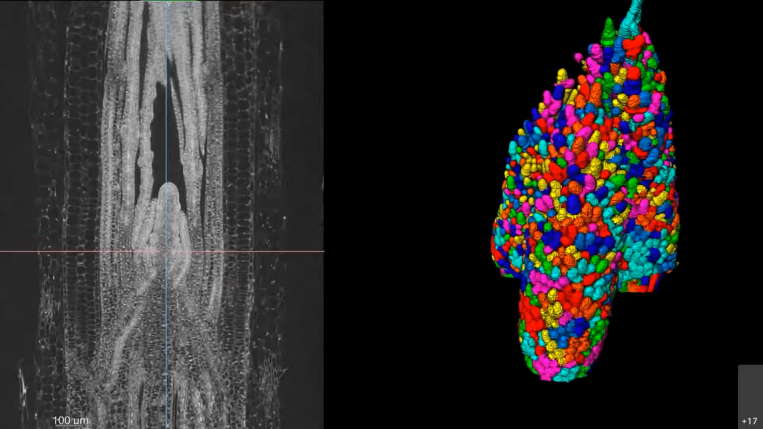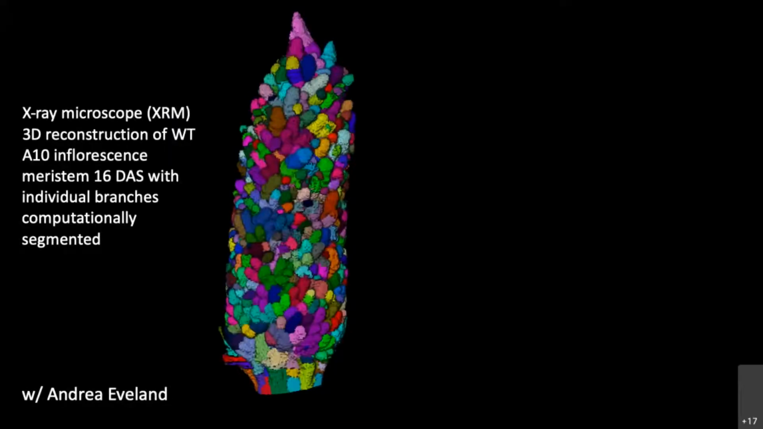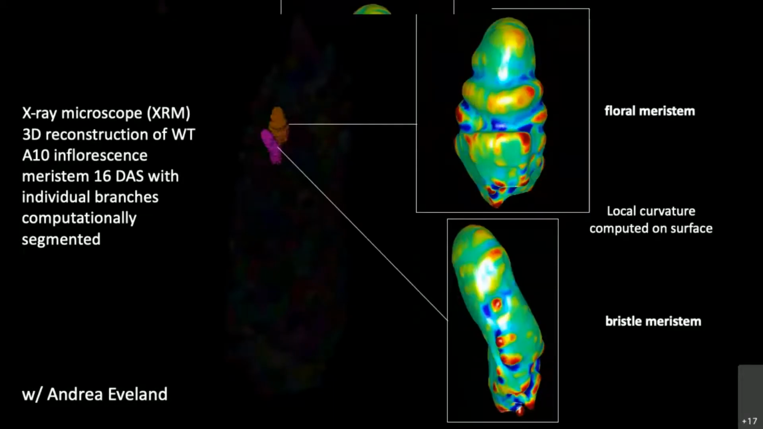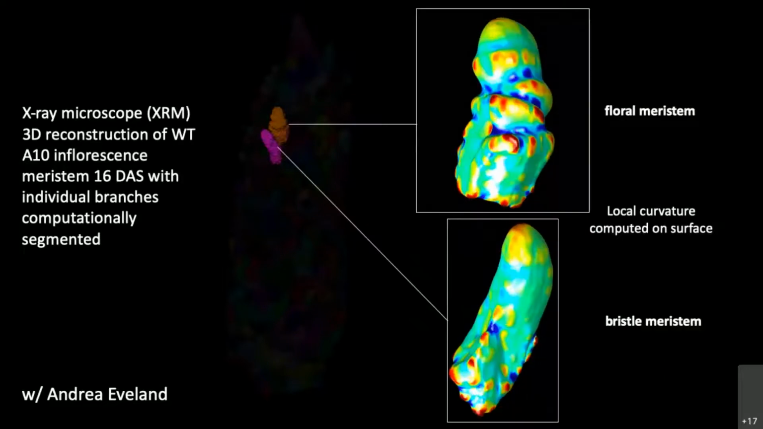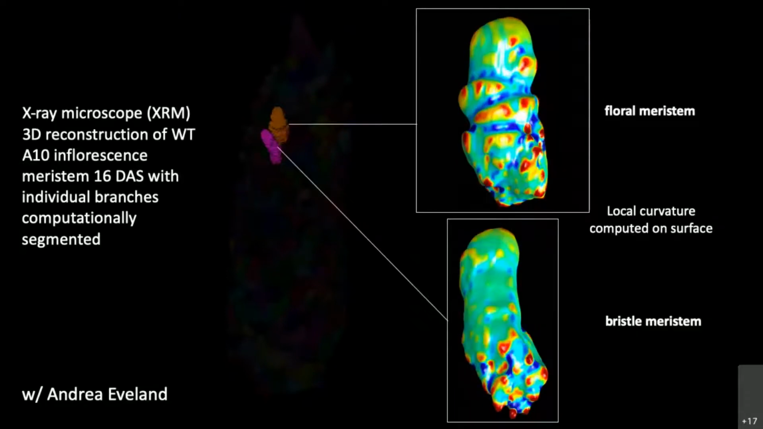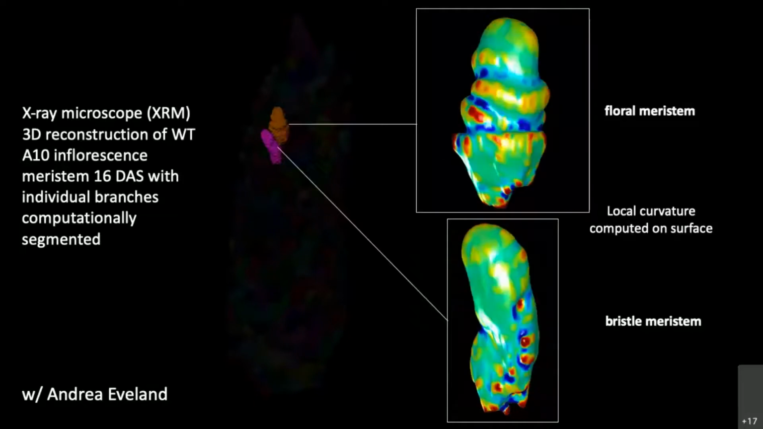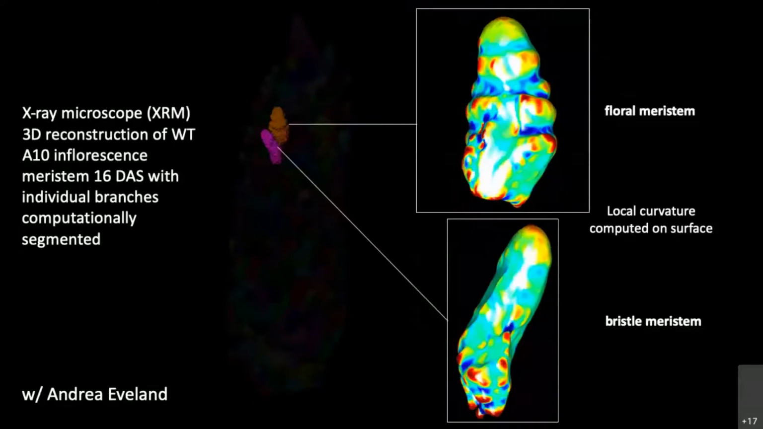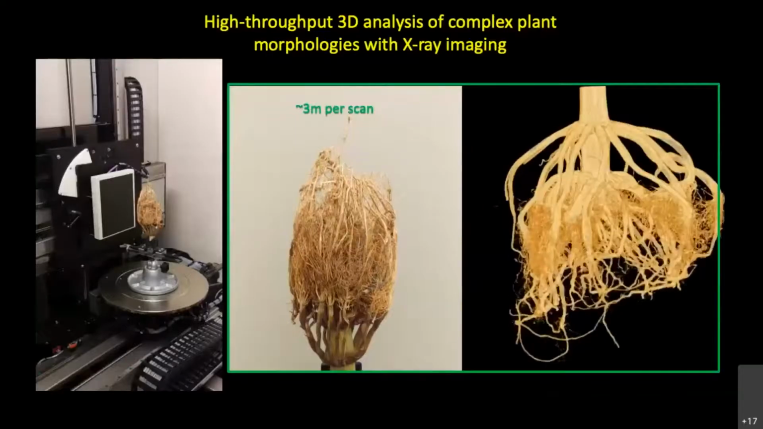Here's an inflorescence. We're very interested in understanding early on if we can identify different branches, so we can segment these branches, and we're starting to try to predict at least which one will go on to be a bristle, which one will go on to be the floral meristem. Here we're just looking at local curvature. That's what these different colors are, and you can see a lot more curvature in the floral meristem as new meristems are emerging. That will eventually be the parts of the flower. So there's some really interesting developmental biology that we're starting to do and that we'll be able to do.